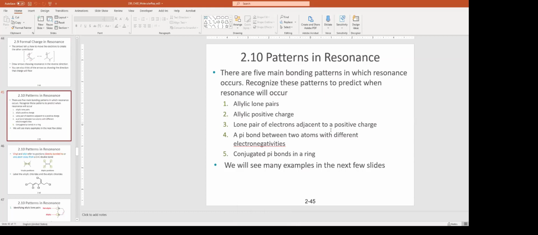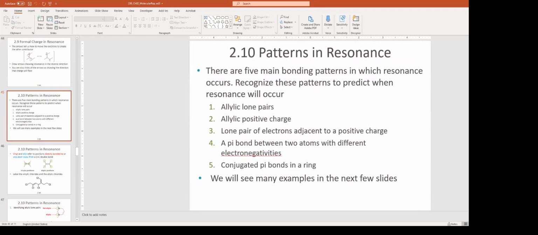Okay. So we're going to go ahead and start by focusing a lot more on resonance. I, again, cannot overemphasize the importance of resonance. I know I'm going to say that about a million topics, but really, really about resonance. It is so important for understanding organic chemistry and the stability of various compounds.